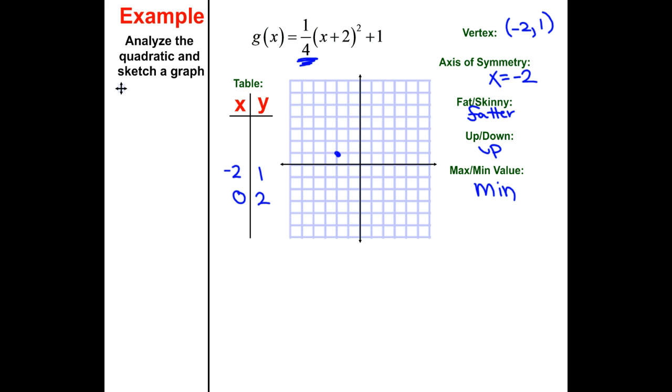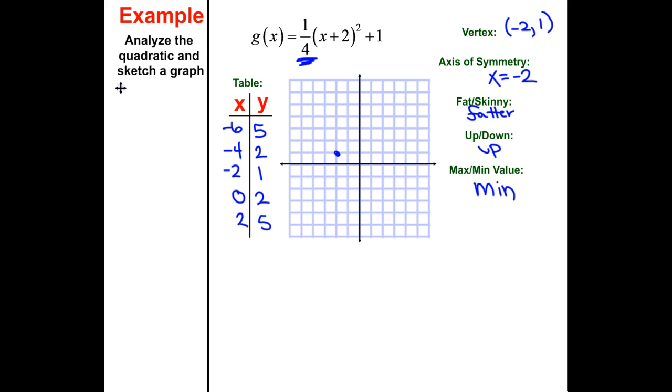So I'm going to go from negative 2, I'm going to go 2 more to get to negative 4. So negative 4 is going to get you the same exact thing. Now I'm going to try 2 for this one. 2 plus 2 is 4, squared is 16. A fourth of that is 4, plus 1 is 5. So again, if I go 2 more down this way, I'm going to get 5 as well. And I'm going to plot those 5 points real quick.